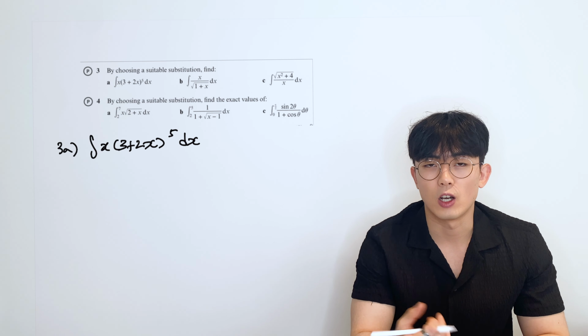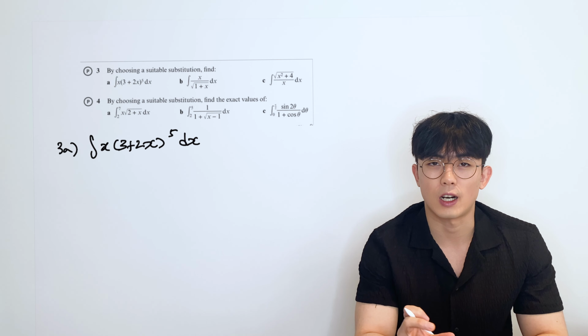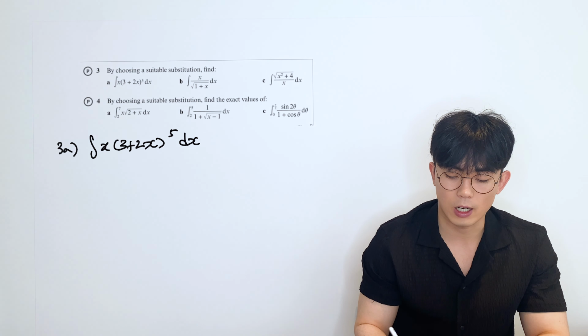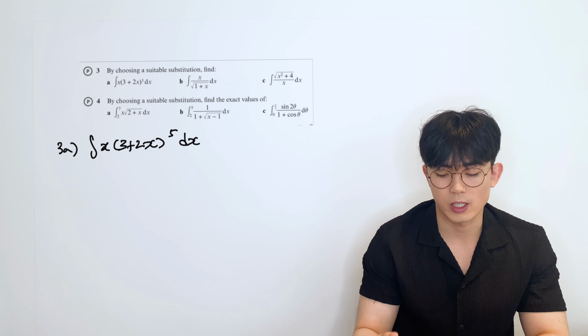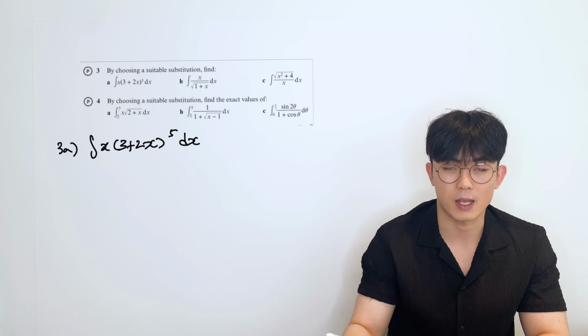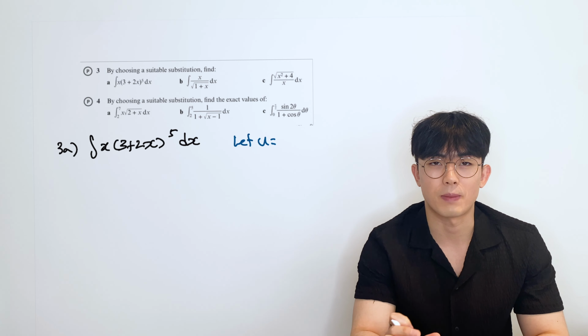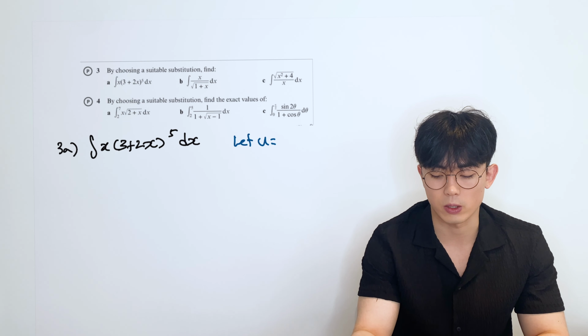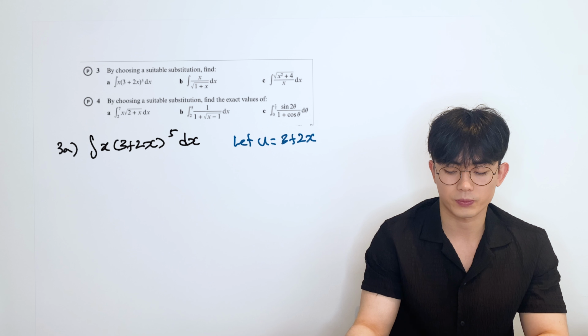If we have to make our own substitution, then what you should be really thinking about is what is the harder term to integrate? Is it harder to integrate this x, or is it harder to integrate this 3 plus 2x? Well, obviously it's the 3 plus 2x, right? So that's what I'm going to make my u equal to. That's just a general tip of how to think about what your u could be equal to. So in this case, I'm going to set u as 3 plus 2x like this.